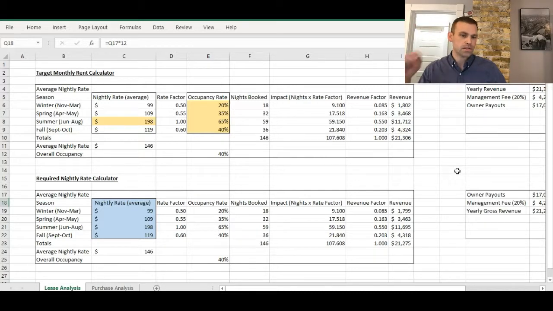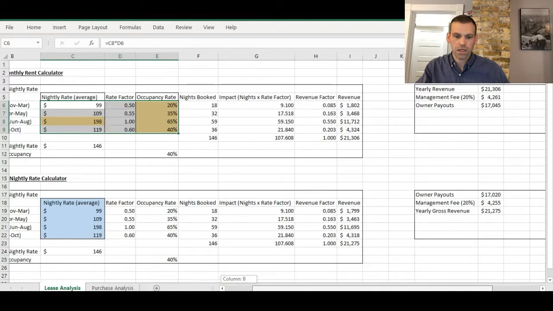But the point is, for property owners out there, landlords, if you know what you're getting, if you know what the market's going to bear as a long-term rental, the tricky thing for most people is this part. It's how many nights am I actually going to book, and what are those rates going to be? There's a little bit more that goes into that. There is a lot of data out there, but we can help you figure that out.